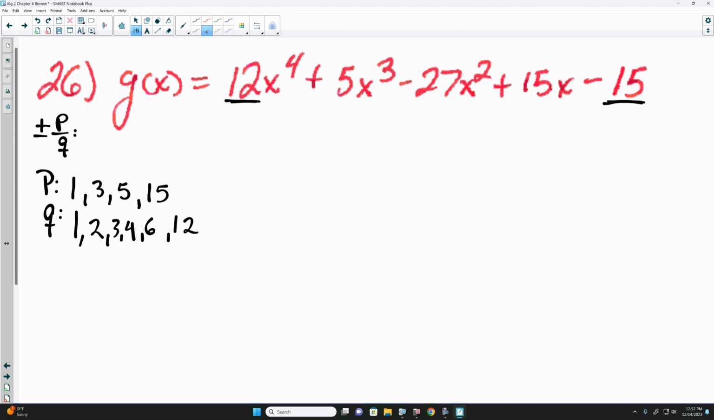And now to find all the possible rational zeros, we're going to take every factor of P and divide it by every factor of Q. To do this, I normally do it one factor of Q at a time. So the first thing we're going to do is divide 1, 3, 5, and 15 by 1, with plus or minus on each. So we'd have 1 over 1, which is 1. Plus or minus 3 over 1, which is 3. Plus or minus 5 over 1, which is 5. Plus or minus 15 over 1, which is 15.